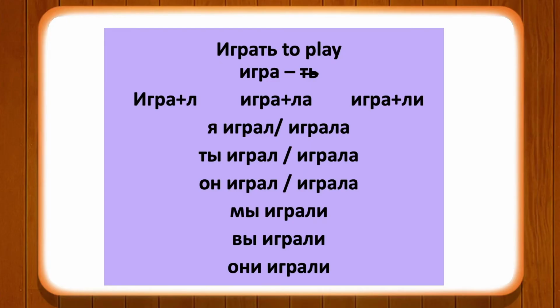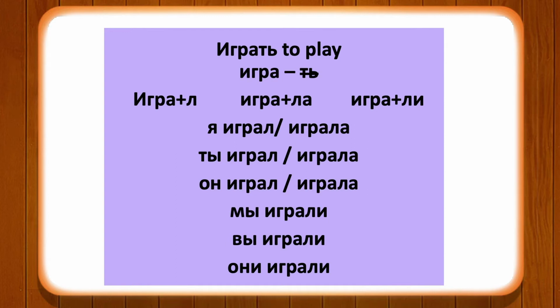Let us conjugate the verb igraj in the past tense. Igraj means to play. The stem of the verb after dropping the last two letters is igra. To this stem we will add the endings l, la, lo, li to make the past tense forms. Let us now make the form. For masculine nouns it will be igral. For feminine nouns it will be igrala. For plural forms it will be igrali.